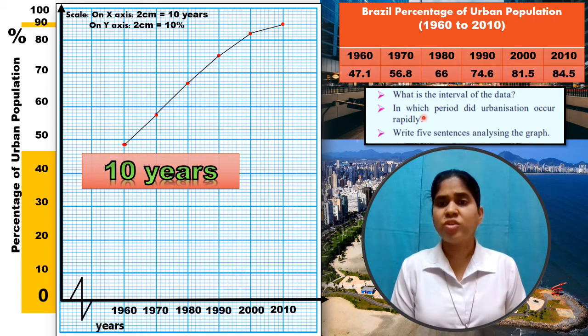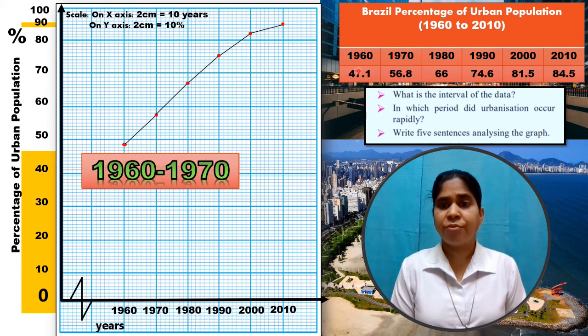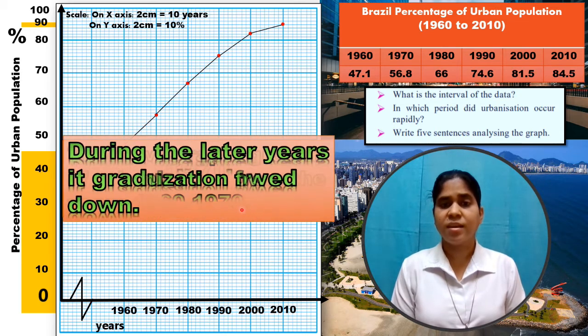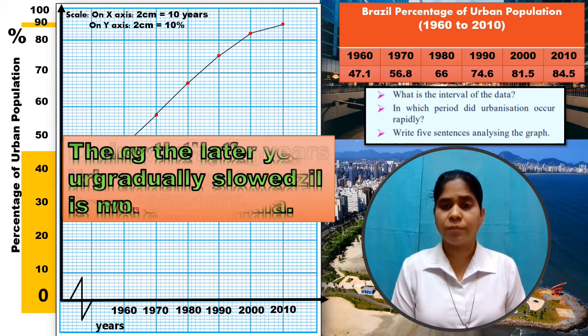Second question, in which period did urbanization occur rapidly? In all these given percentages, we can say between 1960 and 1970, there was rapid growth of urbanization in Brazil. Third, write 5 sentences analyzing the graph. First, there was a rapid growth of urbanization from the years 1960 to 1970. Second, during the later years, it gradually slowed down.